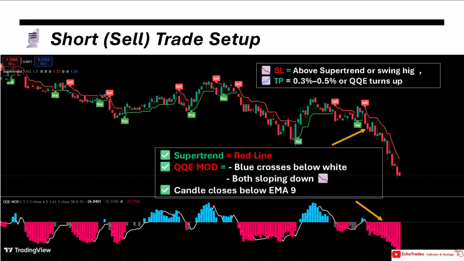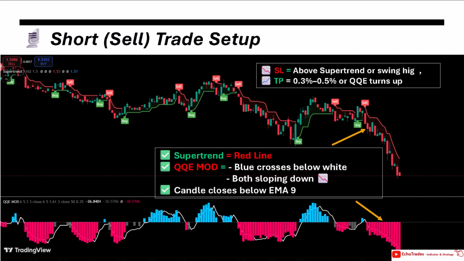Stop loss placement. Still crucial, I imagine. Absolutely paramount. It mirrors the long side. For a short trade, stop loss goes just above the red supertrend line, or slightly above a recent swing high, protects you from sudden reversals, contain the losses. Essential for scalping consistency. Right above supertrend or a recent high.